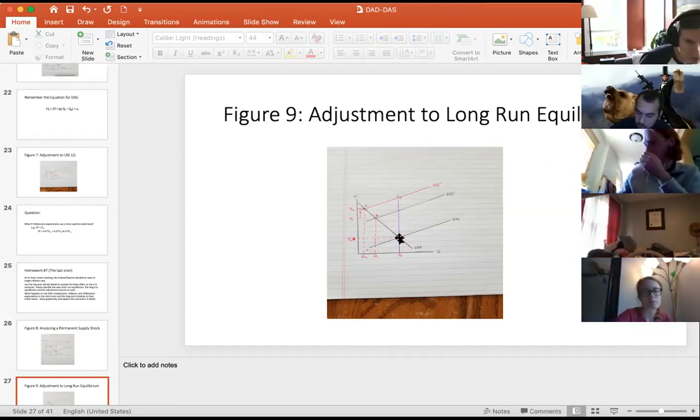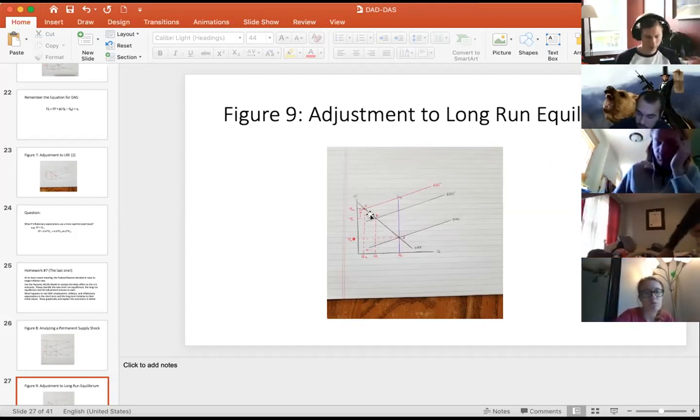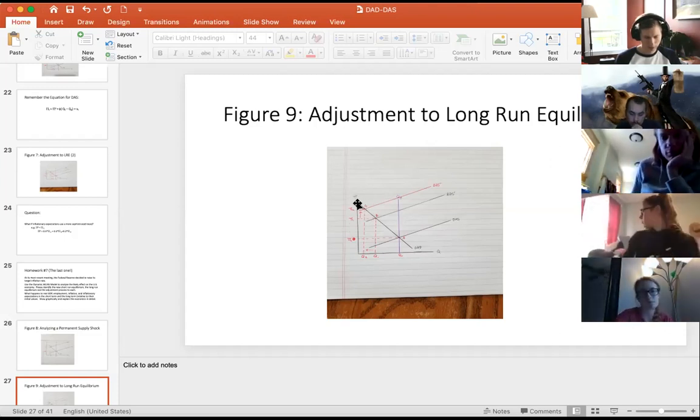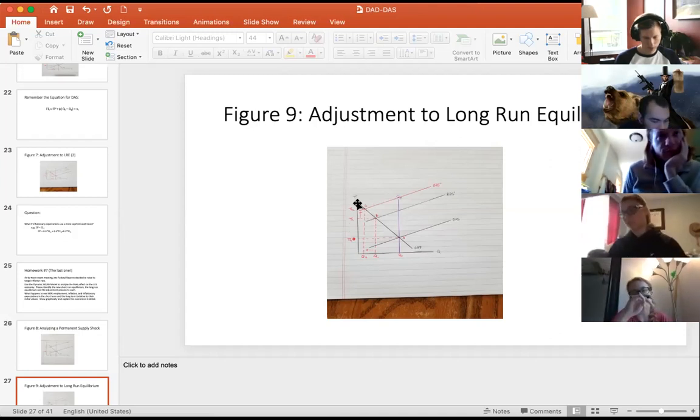Right. When the dust settles, we're at a point like C. Okay, that's the end of the adjustment. We're in the long run. It is an equilibrium, but we're not at potential real GDP. So the question is, for everyone, how do we get back?